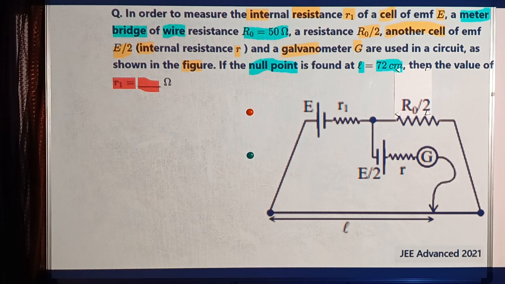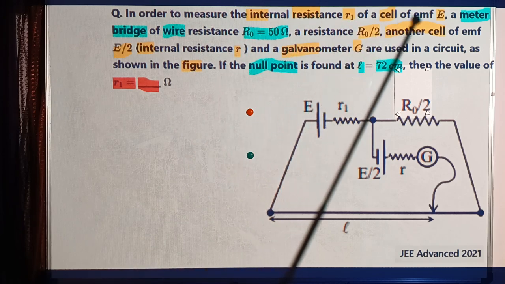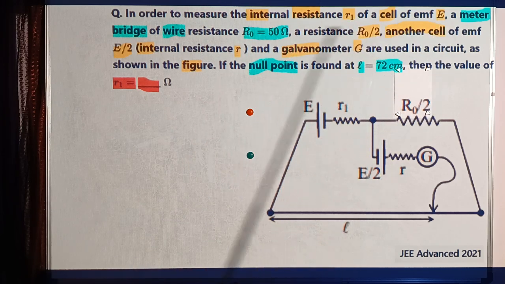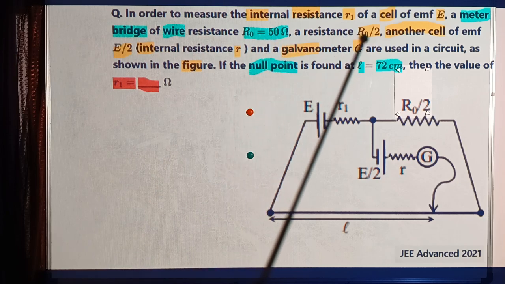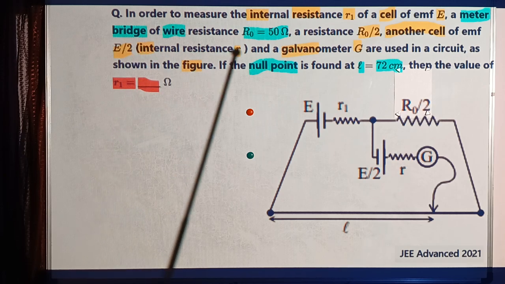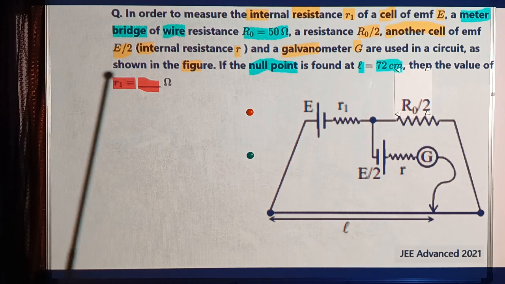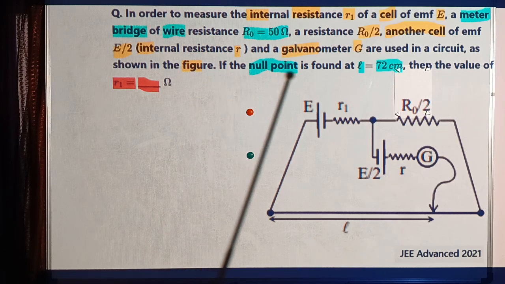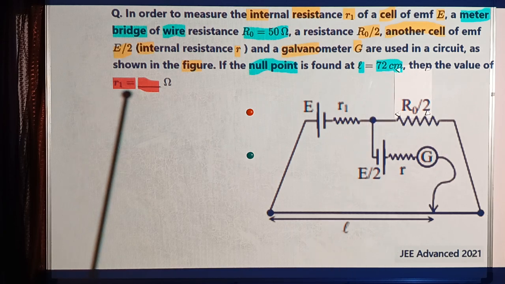This is the question. You can read it. In order to measure the internal resistance R1 of a cell of EMF E, a meter bridge of wire resistance R0 equal to 50 ohms, a resistance R0 by 2, another cell of EMF E by 2, internal resistance R, and a galvanometer G are used in a circuit as shown in the figure. If the null point is found at L equal to 72 centimeter, then the value of R1 equal to dash ohms. We can pause and run this question.